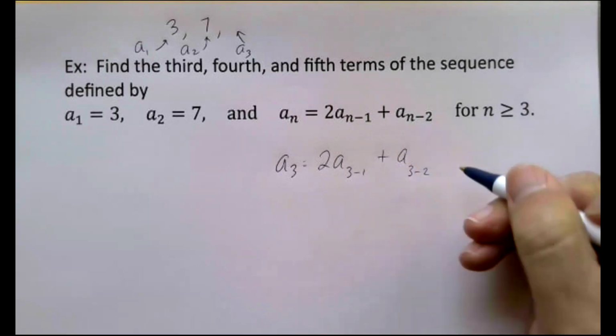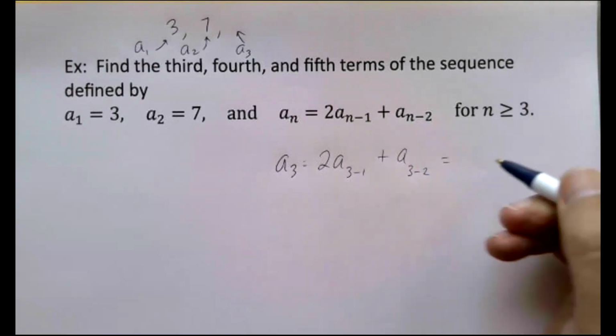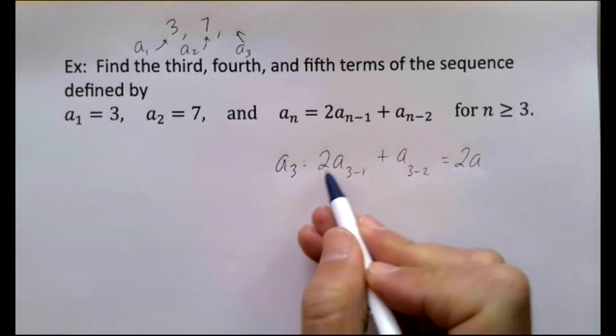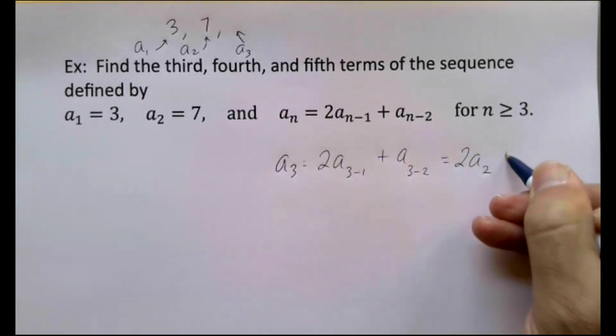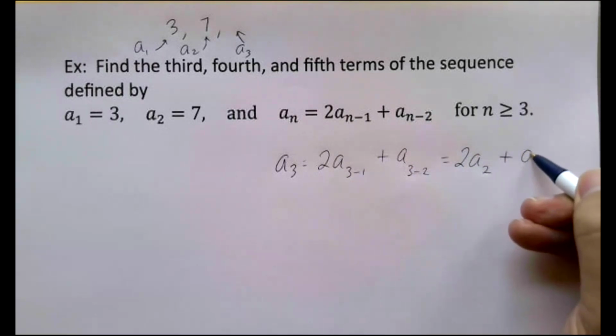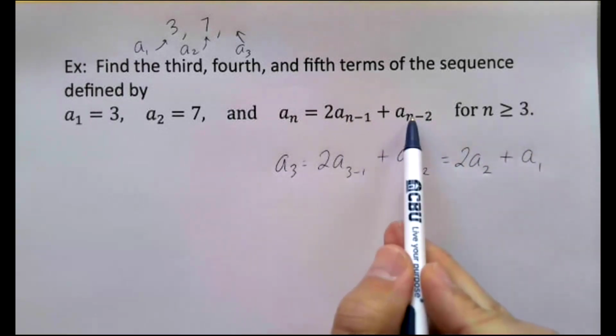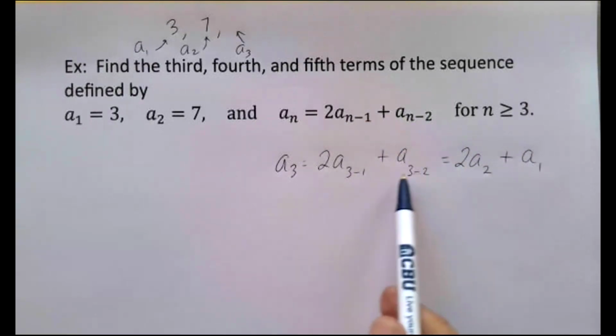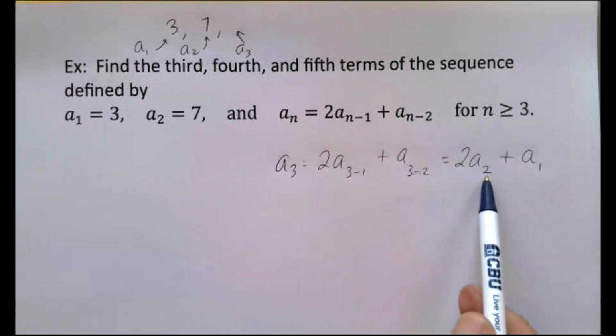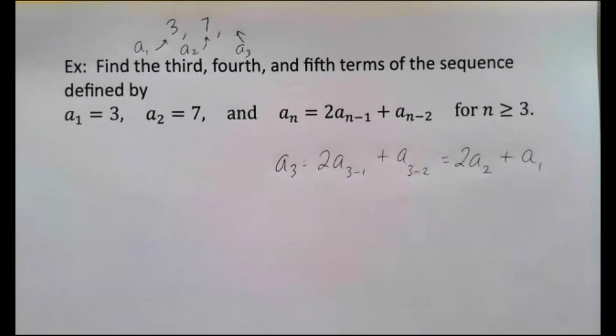That looks pretty strange, but let's just follow the math. What's 3 minus 1? 3 minus 1 is 2. What's 3 minus 2? 3 minus 2 is 1. So all I did was put a 3 in those spots and do 3 minus 1, 3 minus 2.